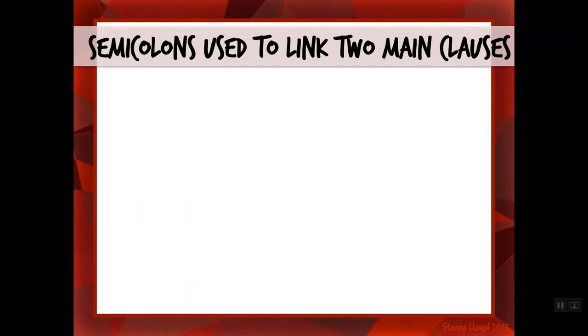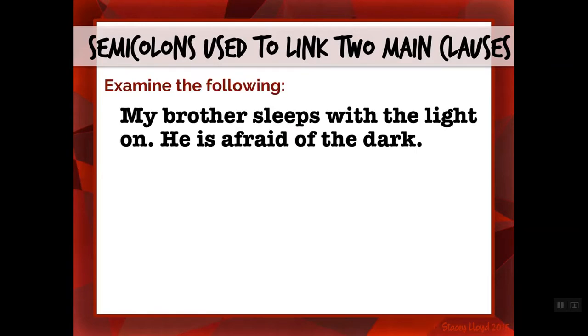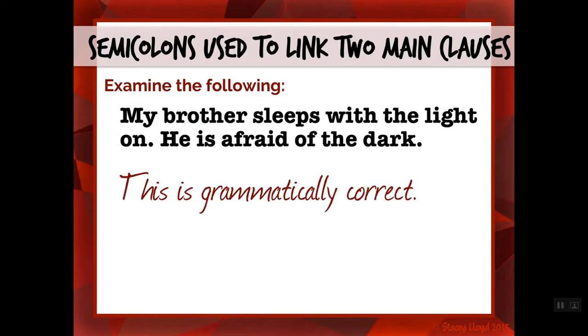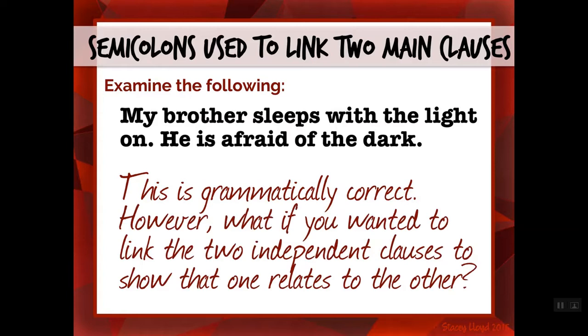So, this is the more common use of semicolons, when you have two sentences that are related and you don't want to use a coordinating conjunction and a comma, you can use the two. You can link with a semicolon, but beware because it can overwhelm the reader sometimes. So examine the following. My brother sleeps with the light on. He's afraid of the dark. So very closely related. It's grammatically correct, but it's kind of boring.